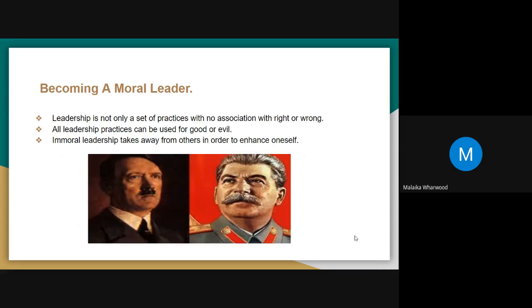Becoming a moral leader. Leadership is not merely a set of practices with no association with right or wrong. All leaders' practices can be used for good or evil, thus having a moral dimension. Leaders choose whether to act from selfishness and greed to diminish others, or in ways that serve and motivate others to develop their full potential as employees and as human beings.